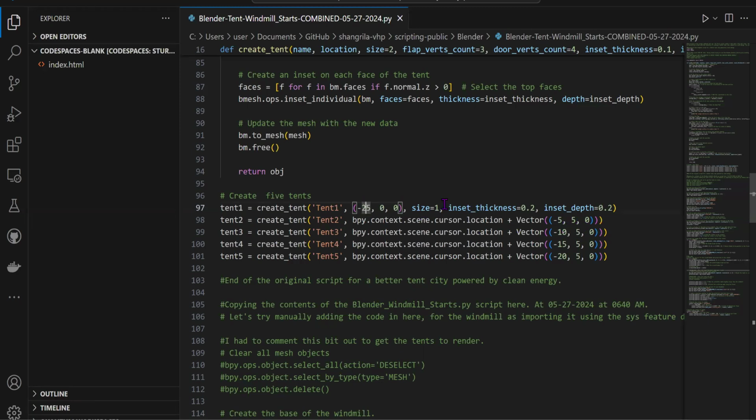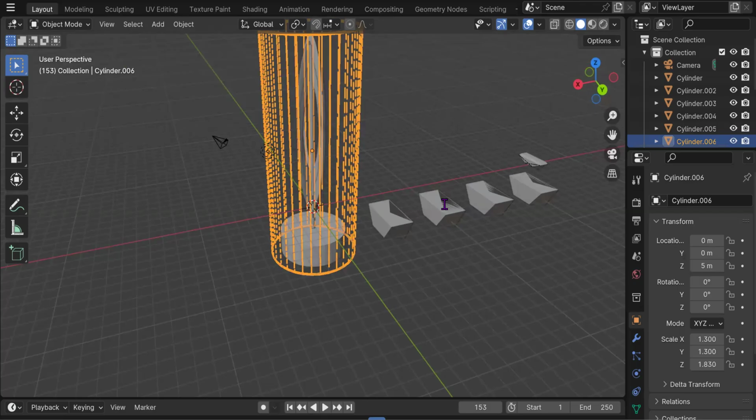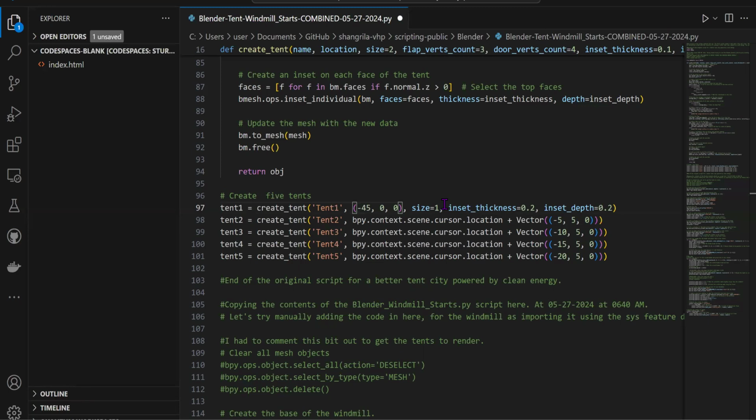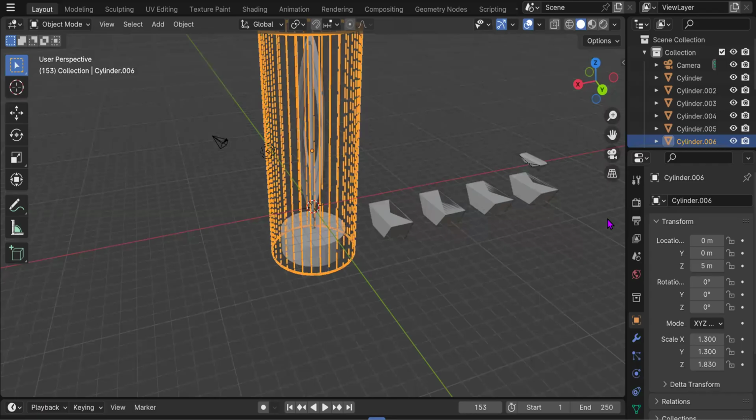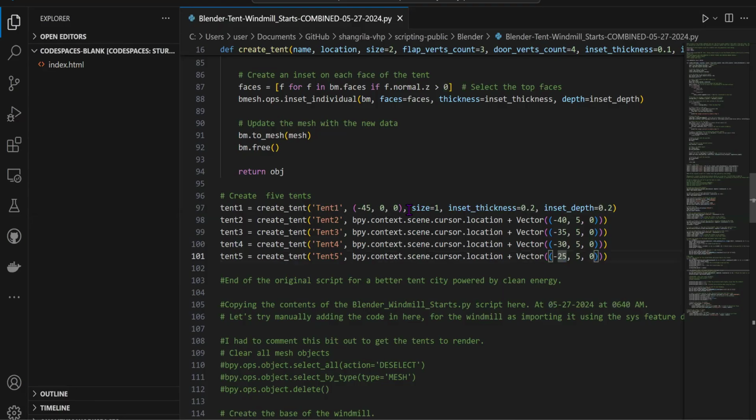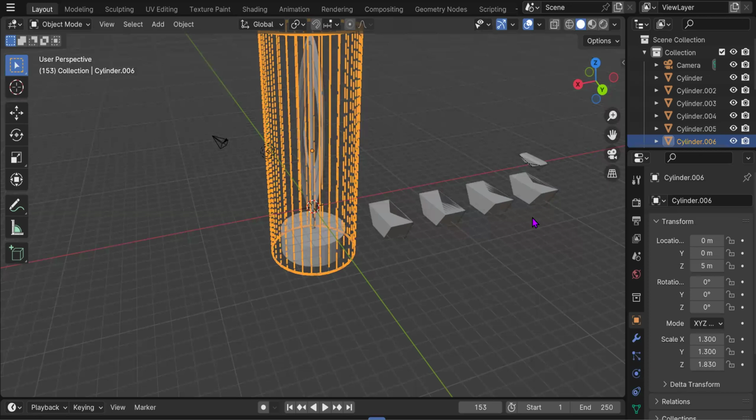So well, this did not update for some reason. So that's minus 25. So maybe that should be 45, 40, 35, 30, 25. 5 on the y-axis is fine, I guess. And that one's 0. So on the x, y axis, that's 0.